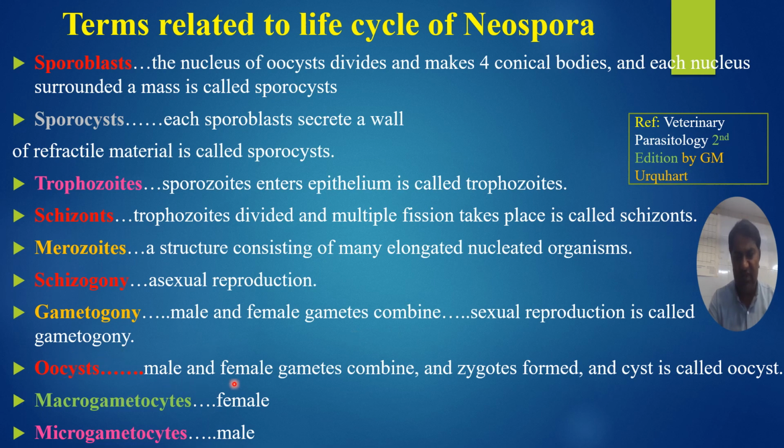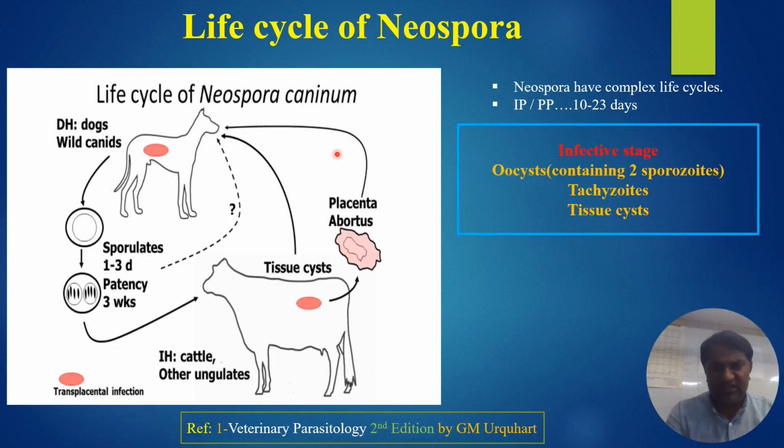Oocyst: male and female gametes combine and a zygote is formed, which makes the oocyst. The macrogametocyte is the female, and the microgametocyte is the male. This is a sketch of the life cycle of Neospora. Neospora has a complex life cycle, and its repeat period is 10 to 23 days.